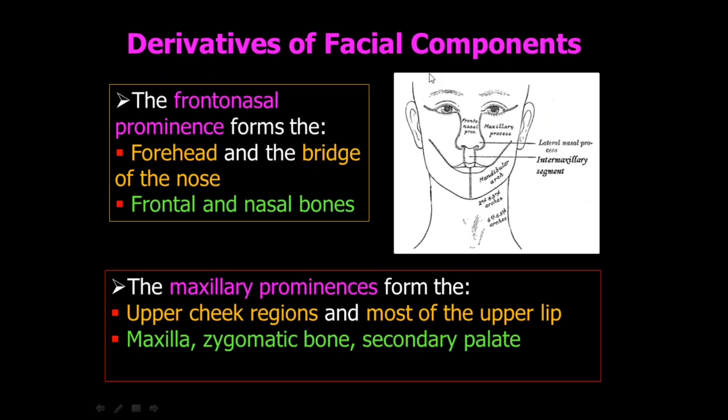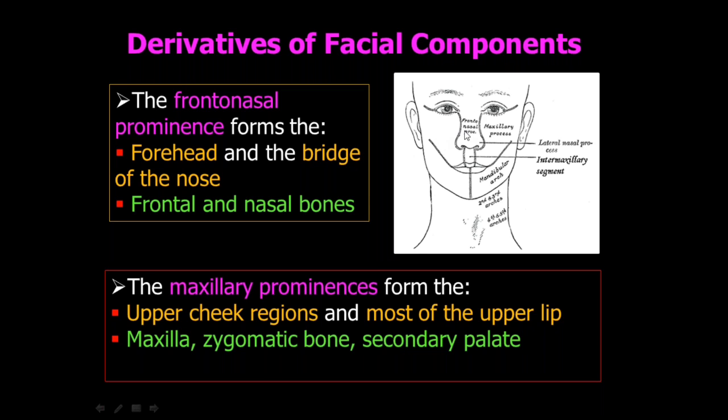Now, derivatives of the facial components. Number one is the frontonasal prominence. What will it form? The frontonasal prominence will form the forehead. It will form the frontal bone, nasal bone, and the bridge of the nose.